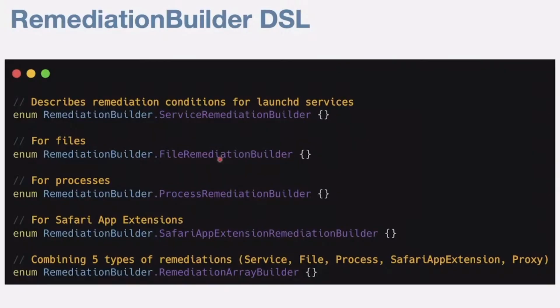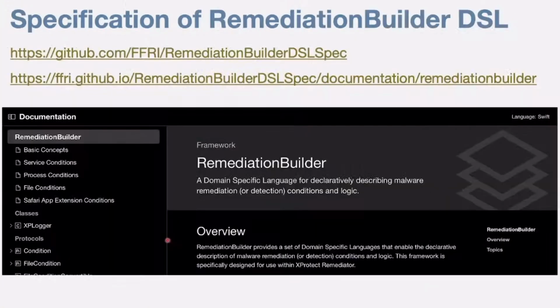XPR comes with a set of domain-specific languages called Remediation Builder. It defines several elements, and each one provides a DSL for combining the remediation conditions. For instance, if we want to describe logic for a file-related remediation, we can use the DSL provided by File Remediation Builder. Other DSLs are also available, such as Process Remediation Builder, Service Remediation Builder, and Safari App Extension Remediation Builder.